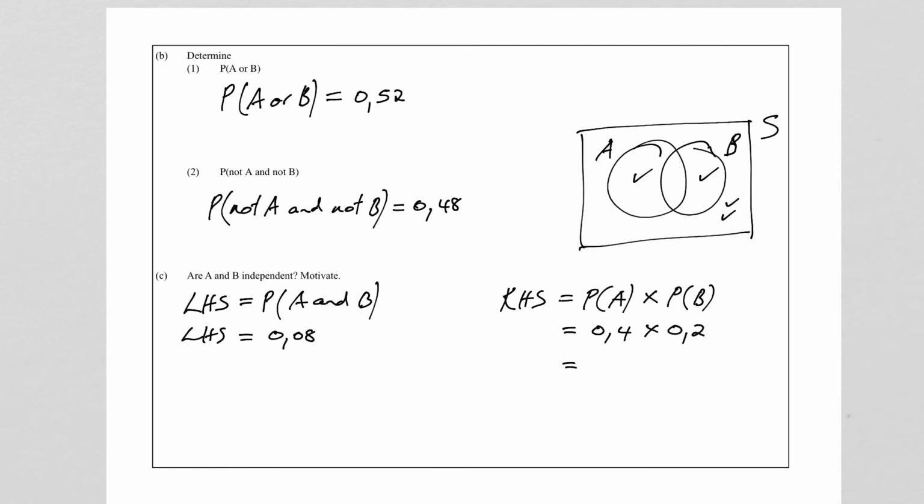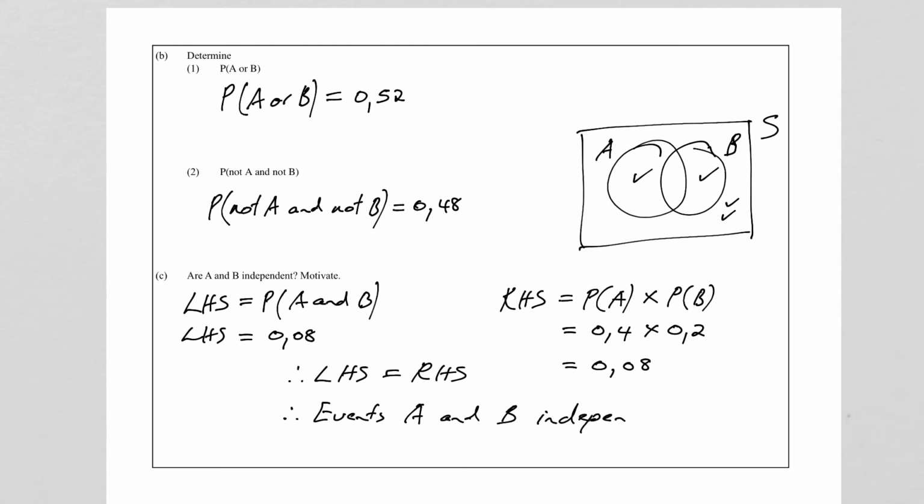And when we multiply this, you can see we get 0.08. So what do you notice? That the left-hand side is equal to the right-hand side. And what does that mean? That events A and B will be independent. And with that, we answered the question that they will be independent, and we also motivated that answer. Let's now move to the next problem.